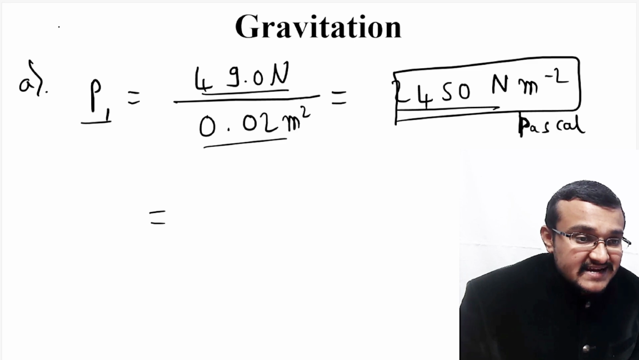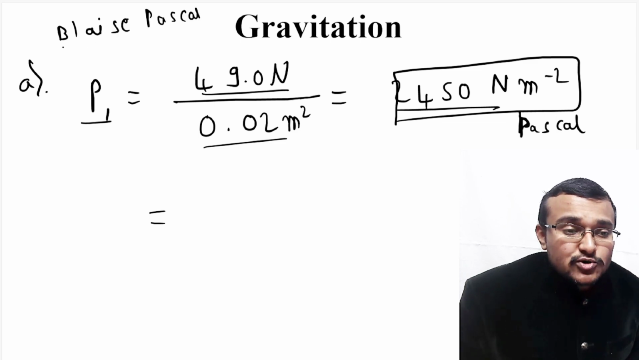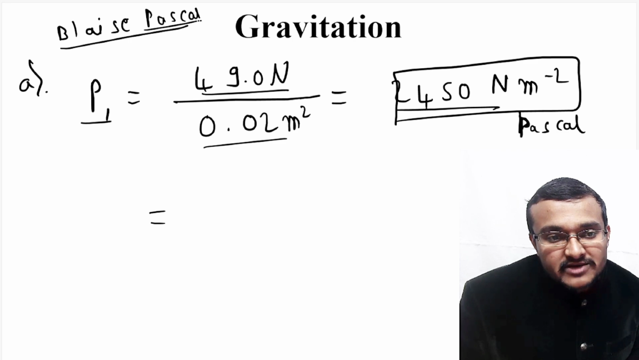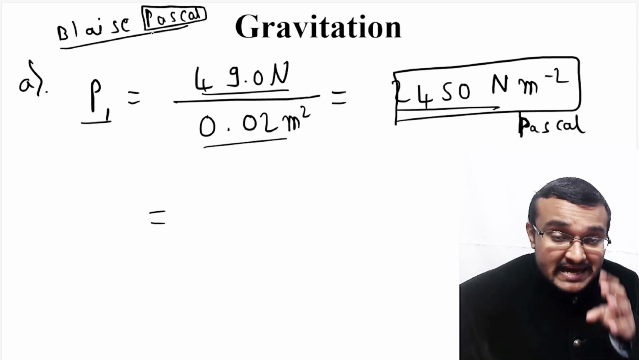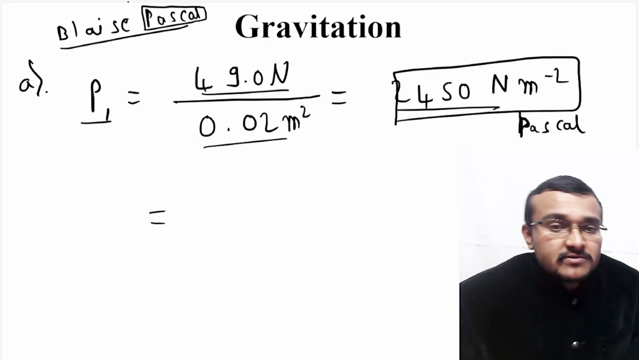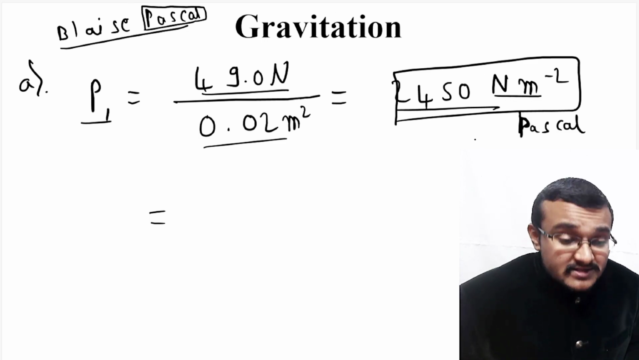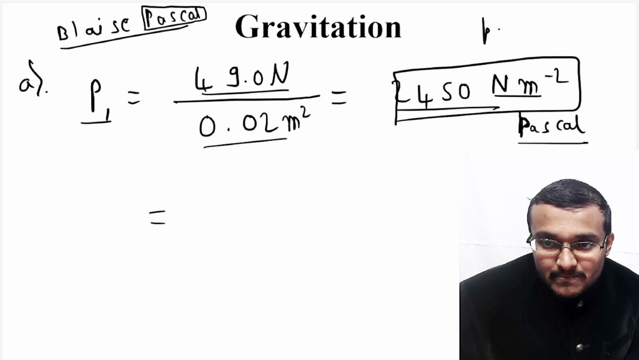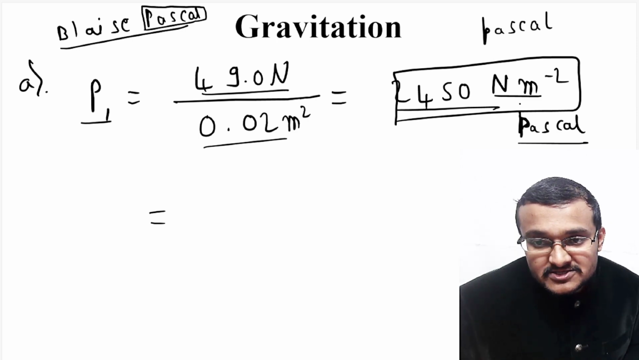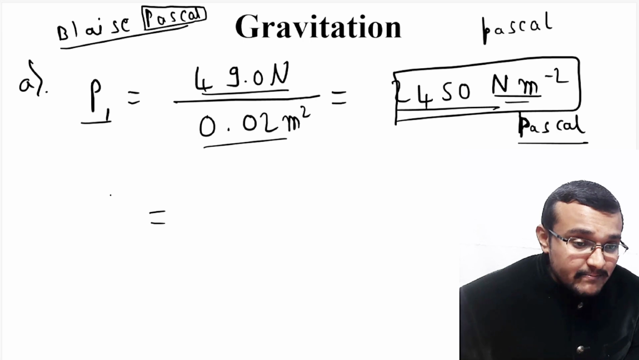There was a scientist named Blaise Pascal. In order to honor this scientist, whose second name was Pascal, the same SI unit is used for pressure. So Newton per meter square is also the SI unit of pressure, or you can put Pascal. A small p you should write, and then write the full word Pascal like this. Either Pascal or Newton per meter square you can put as the SI unit for pressure.